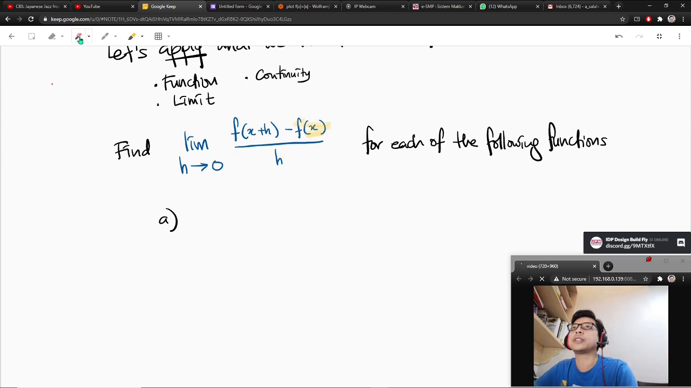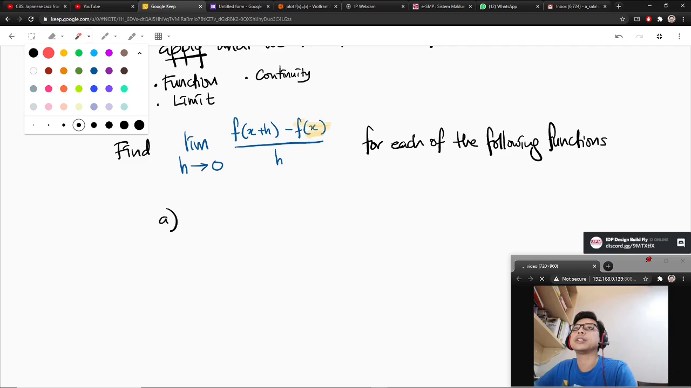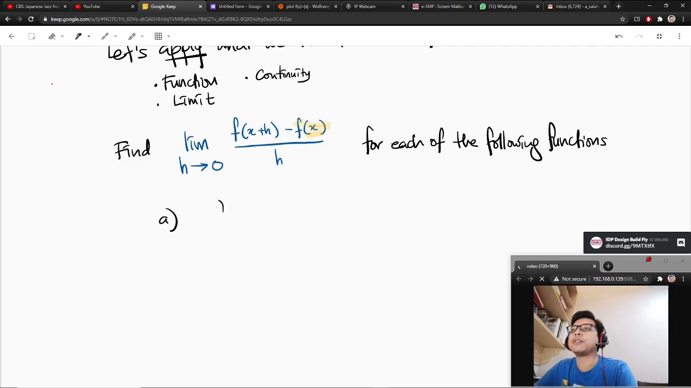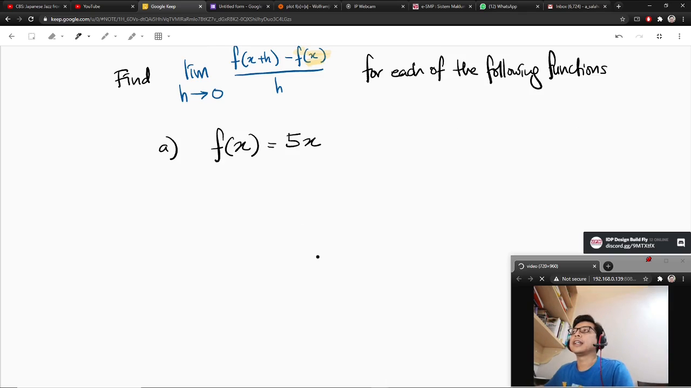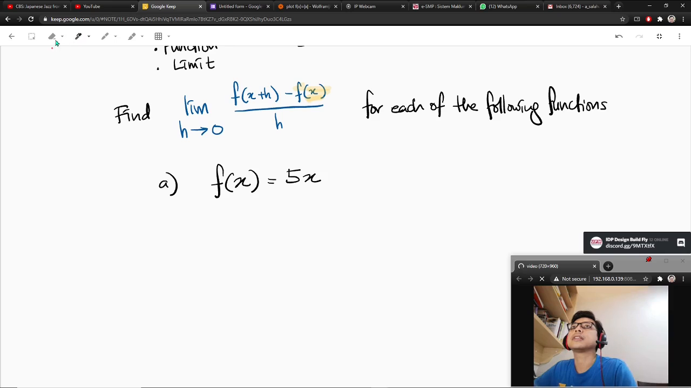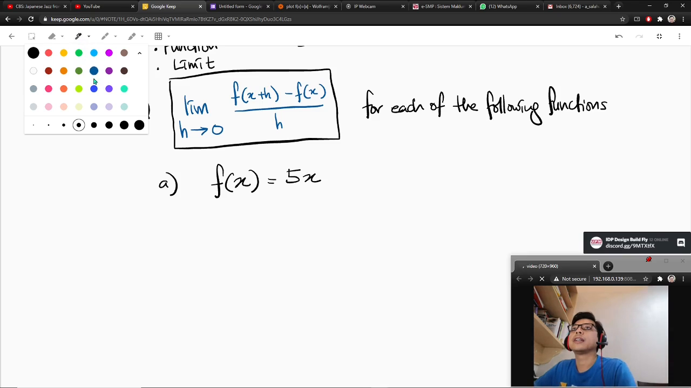I'll give you a first example and I hope you can do it. The first function I'm going to give you is simple: f(x) = 5x. Clear, yeah? The question is asking you to find the limit of what's in the box here. Find this for the following function.